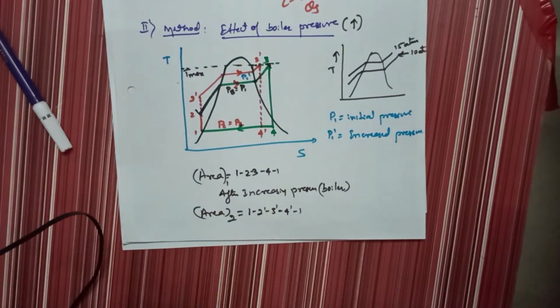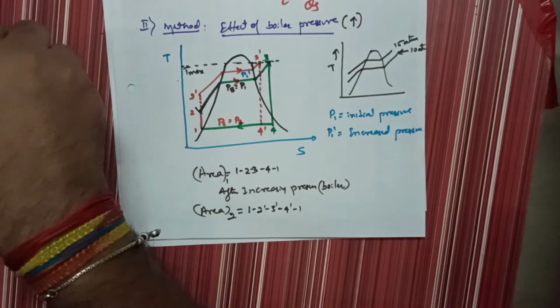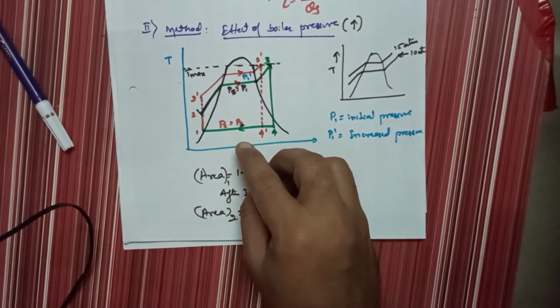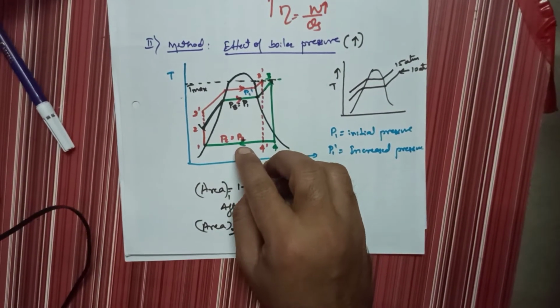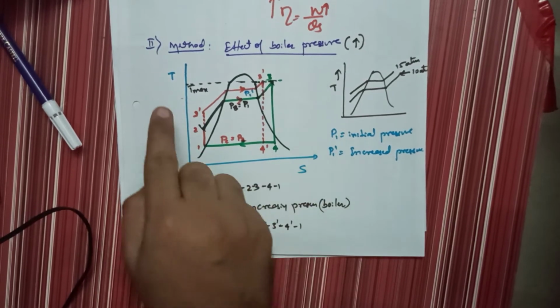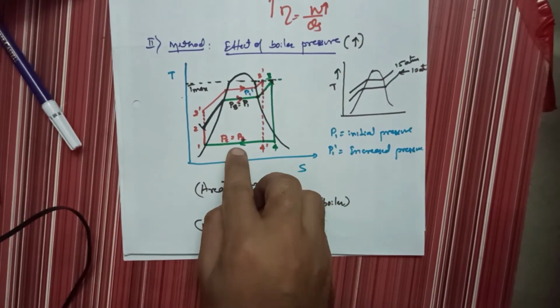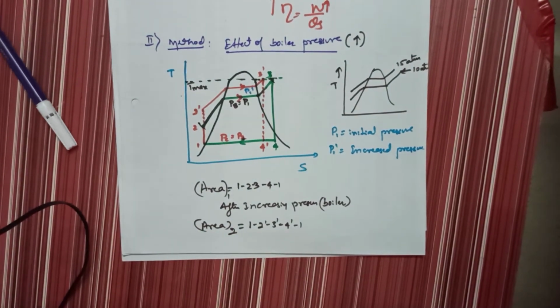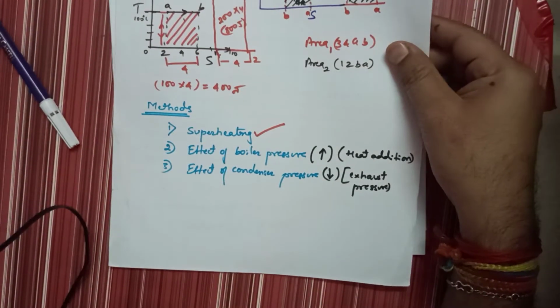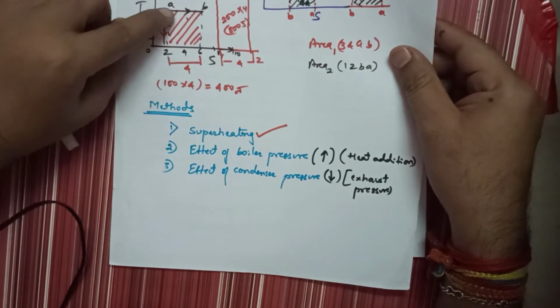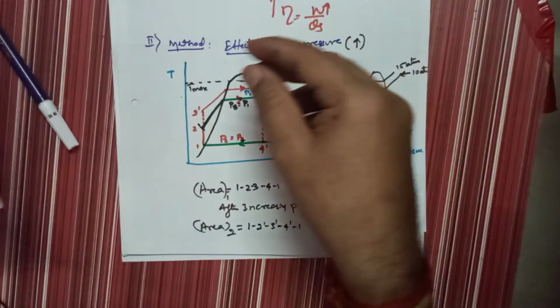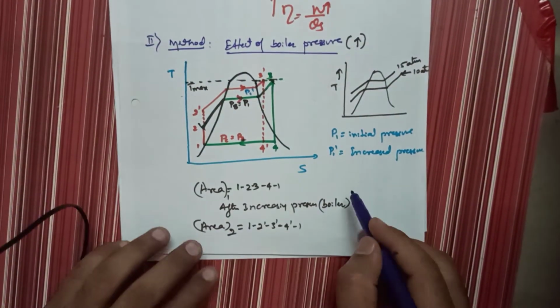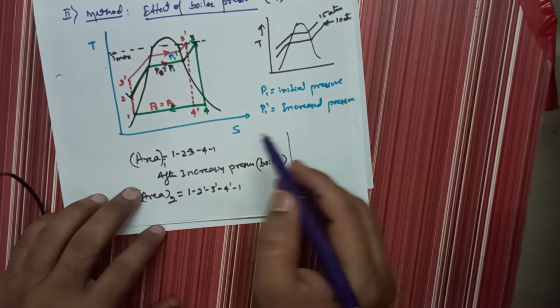That is one area. Just as I told you, the area in the TS diagram below the curve will give heat transfer. Just now I explained this example to you. Area below the curve will give the value of heat transfer. So now I will draw one more area here.